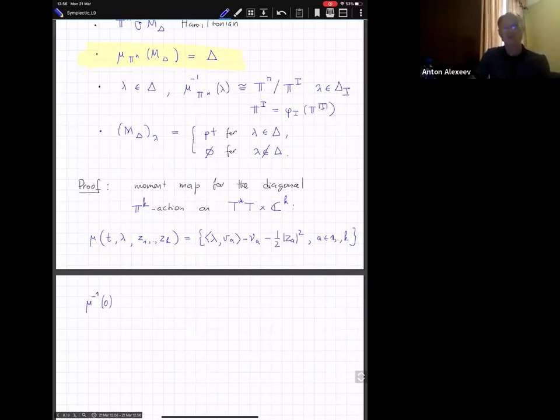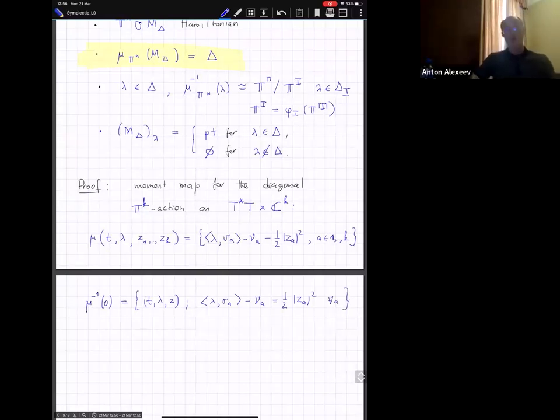So we're interested in mu inverse of 0, right? So what is mu inverse of 0? These are, again, points T, lambda, Z. Let me abbreviate just to one Z. Where all those equations are satisfied. Let me write it in this way. And this is for all A.